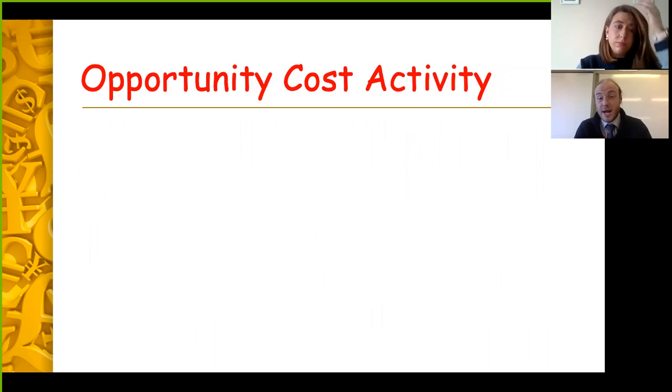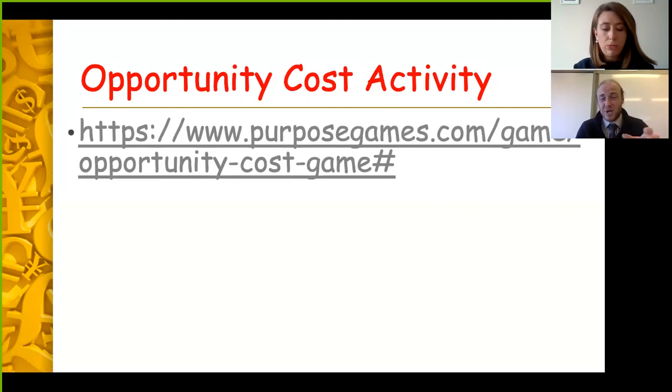Now on to our next one. This is the opportunity cost activity. It's a very, very short, simple, and sweet activity. To be honest with you, this is really more aimed at schools that use one-to-one devices. This is a very handy and easy one.